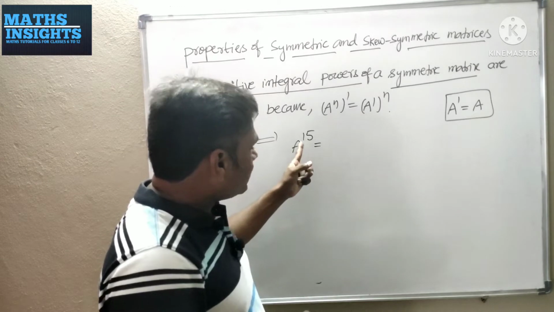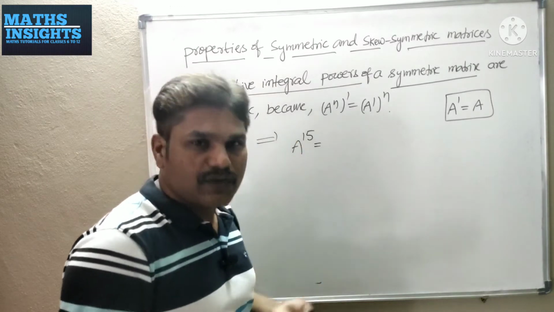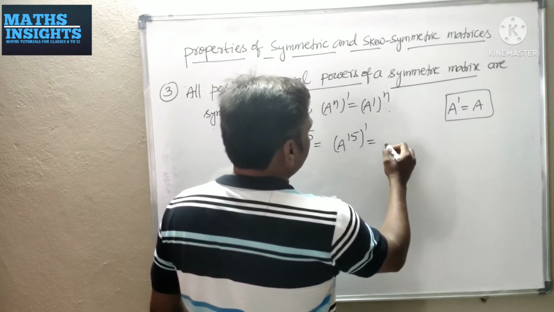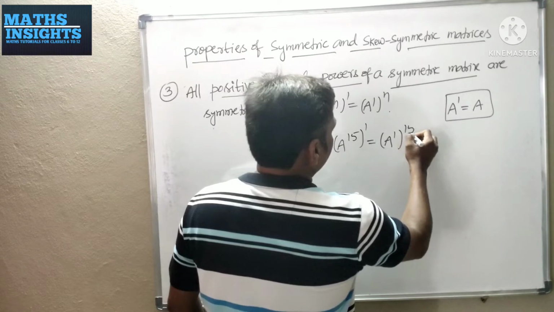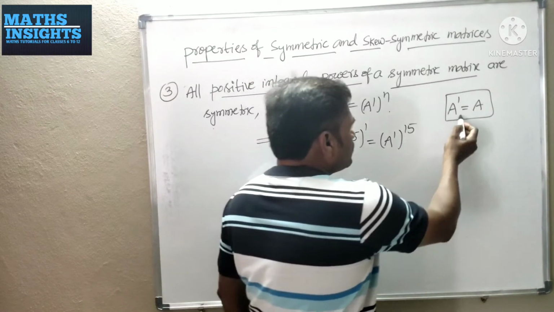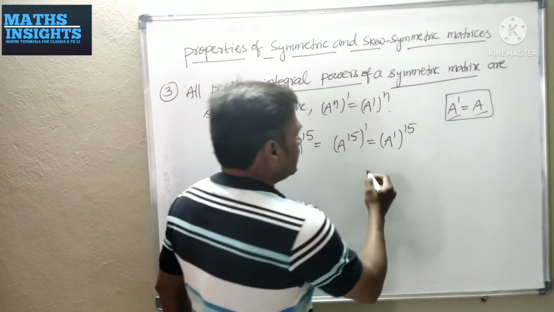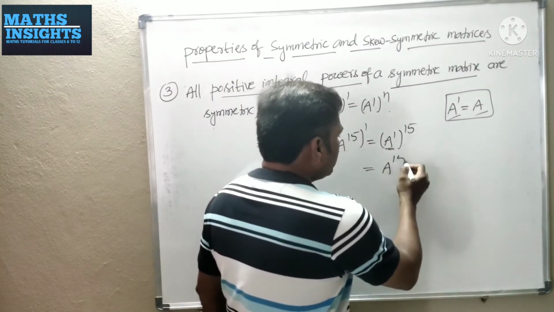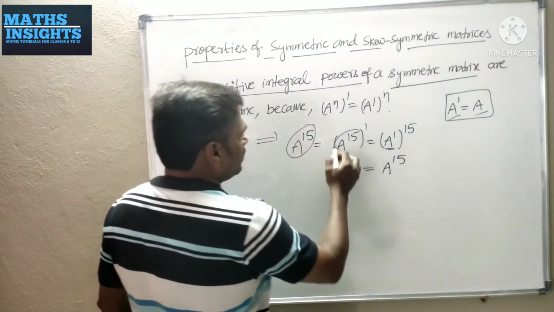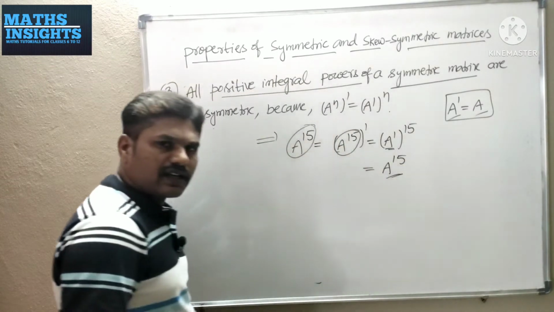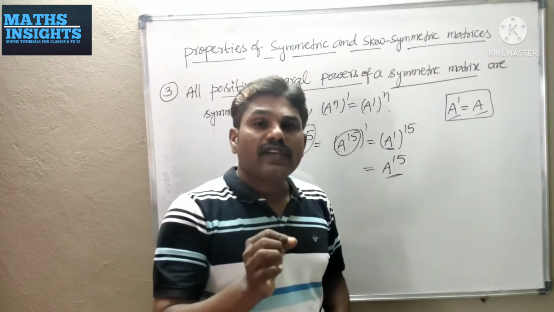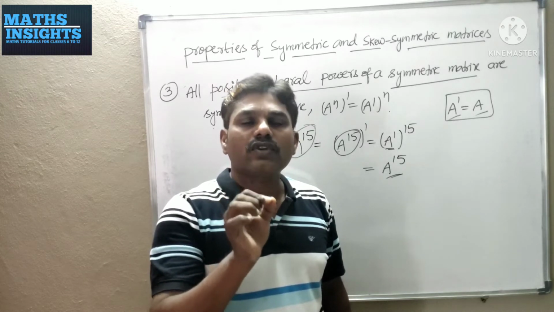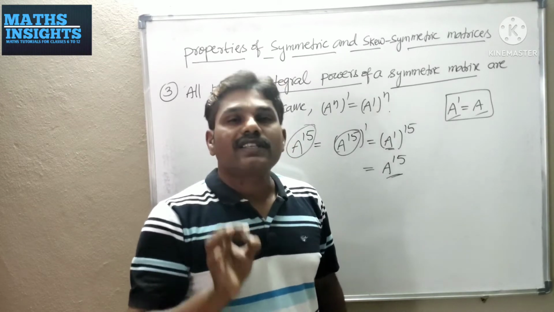If you want to check its symmetricity, I have to do the transpose. If I do the transpose for it, A power 15 whole dash, you can write it as A dash whole power 15. But A dash is equal to A, since A is symmetric. Therefore, you will write A in place of A dash power 15. Whatever the matrix you have taken, you are getting the same matrix again. Therefore, if any matrix is symmetric, all matrices of positive integral powers will also become symmetric.